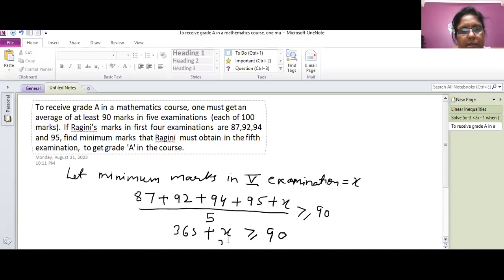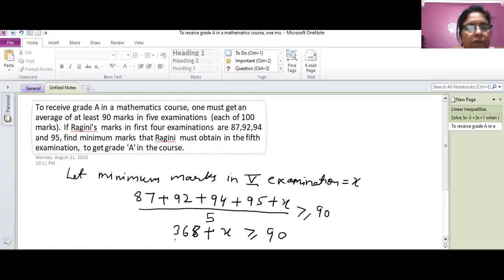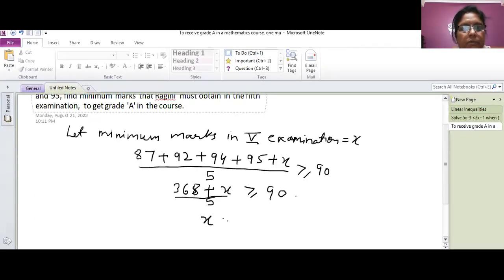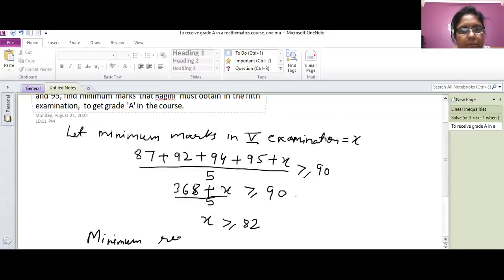So x is greater than or equal to 450 minus 368, which is 82. X is greater than or equal to 82. Hence, the minimum required marks in the 5th test is 82.